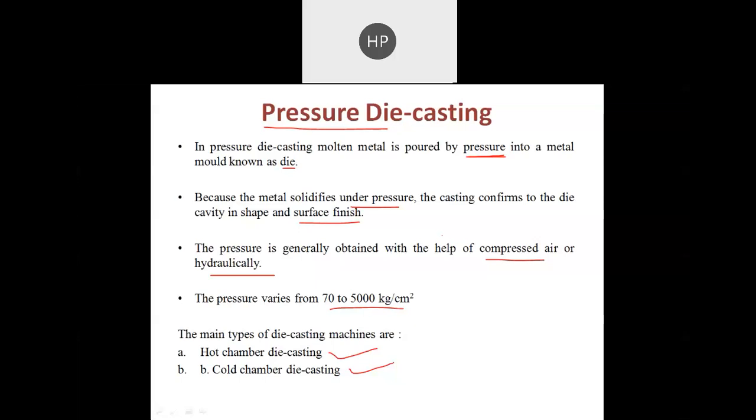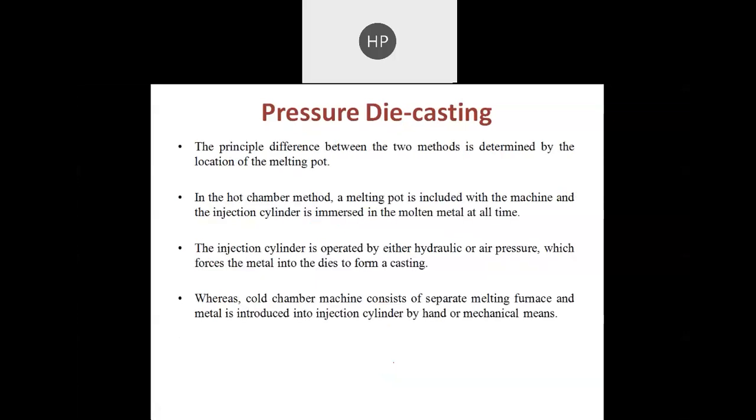In this case we have two types of die casting, hot chamber die casting and cold chamber die casting. We are going to discuss both one by one in sequential steps. Now, the principal difference between the two methods, hot chamber and cold chamber, is determined by the location of the melting pot. This is important: the location of the melting pot.